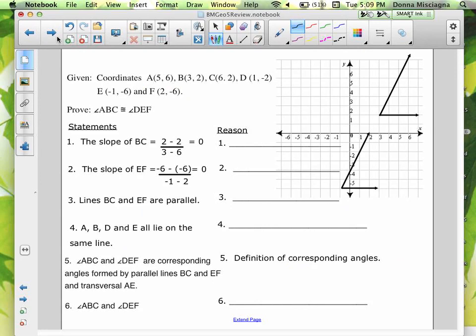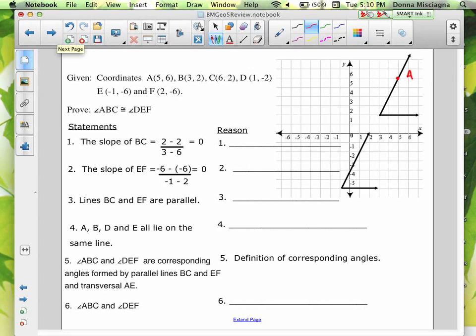And I forgot to put the letters on here. So on your notes, the first thing we're going to do is write down the points. The points are listed on the notes, above here, but they're not put on the graph. So let's put those points on the graph so that we can see what we're talking about. A here is at (5, 6). So right here is A.